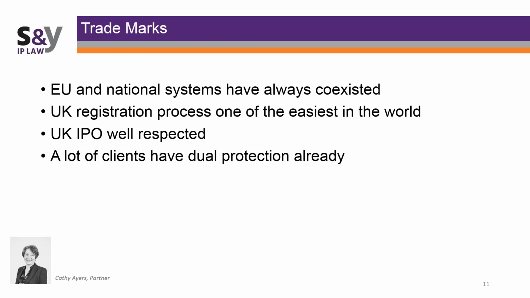However, it's important not to get too carried away with all the changes that Brexit is going to bring, because the message is really keep calm and carry on. A lot of things won't change. The EU and national systems have always coexisted. The UK registration process is one of the easiest in the world. You've got no power of attorney requirement, no certified copy requirements for convention priority applications, no substantive relative grounds examination, a very reasonable examination process on other grounds, and typically it takes 3 months to get trademark registration nowadays, which compares extremely favourably with the 4 years it took when I joined the profession back in 1990.